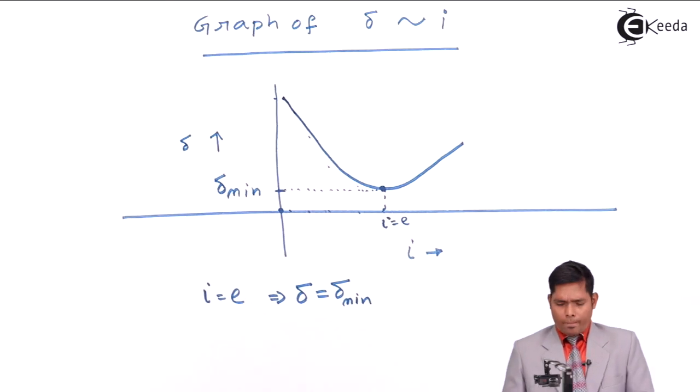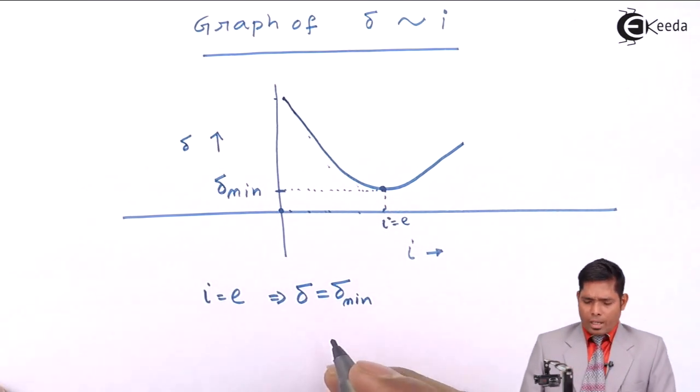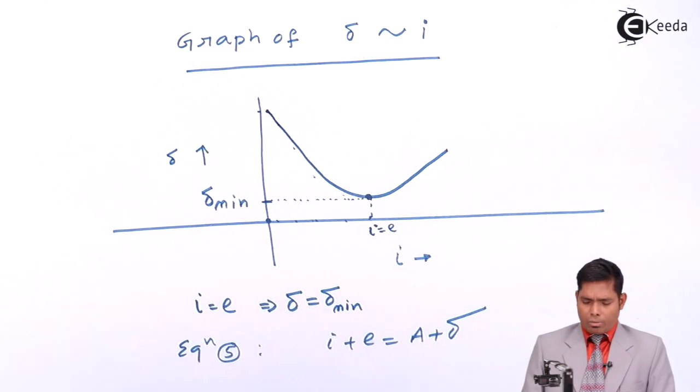Putting this condition in the last equation that we obtained, the equation number 5 is I plus E equals A plus delta. I will rewrite the equation. The equation 5 is I plus E equals A plus delta.